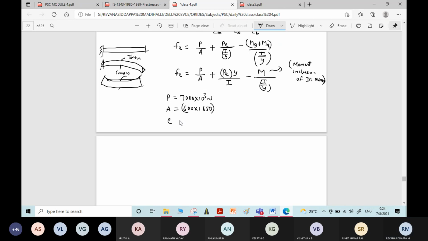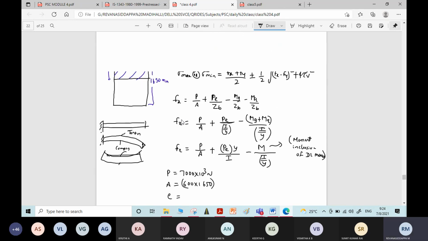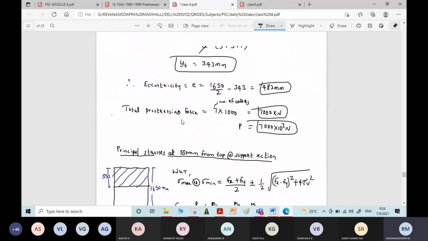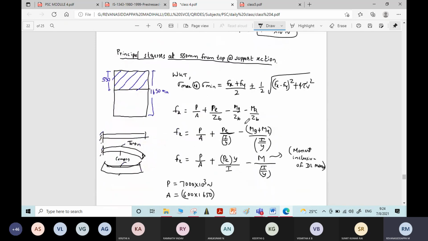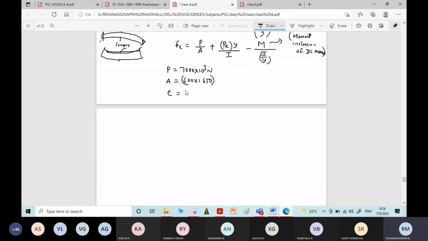Then eccentricity. You have determined the eccentricity, how much did we get? It is 482 mm, correct? Eccentricity is 482 mm. E is equal to 482 mm.